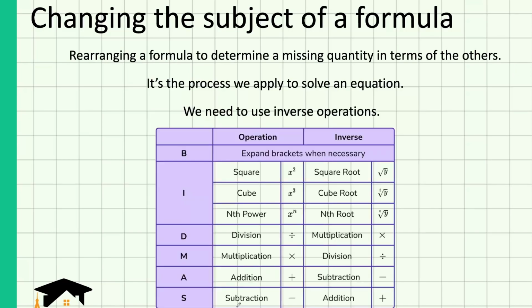These are the inverse operations. So, the inverse operation of the square is the square root. And the inverse operation of the square root is the square. The inverse operation of a division is a multiplication. And the inverse of a multiplication is division. And this happens for all of these operations that we have here. You have to memorize this table.